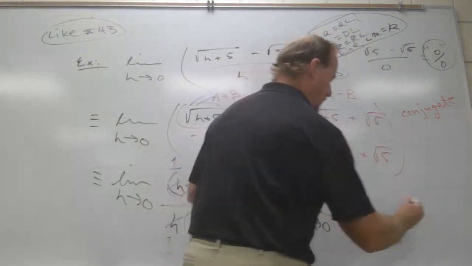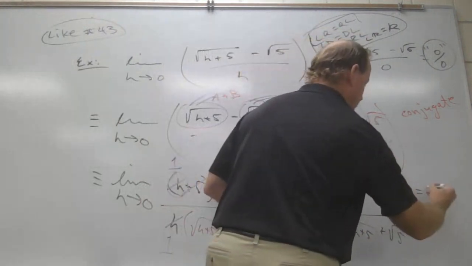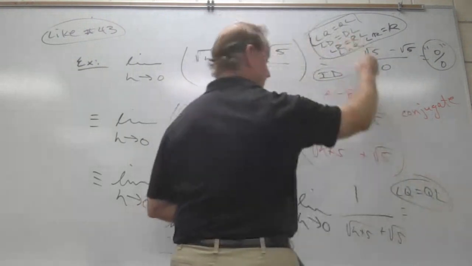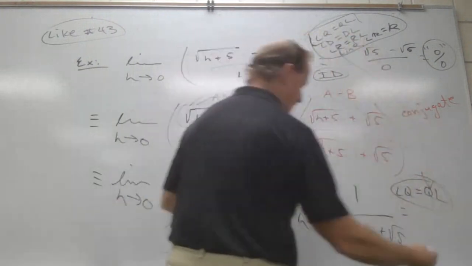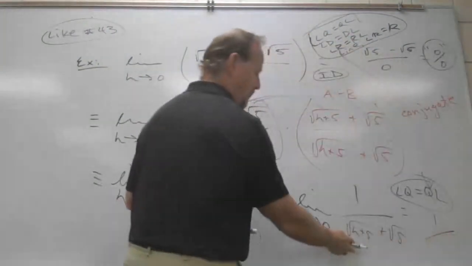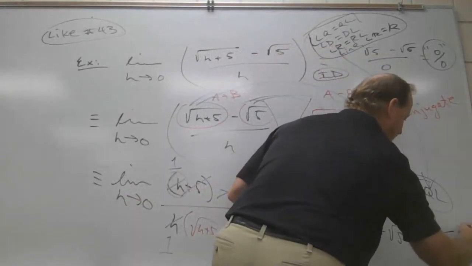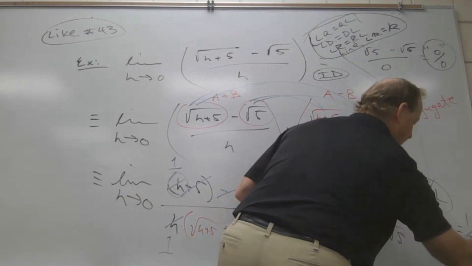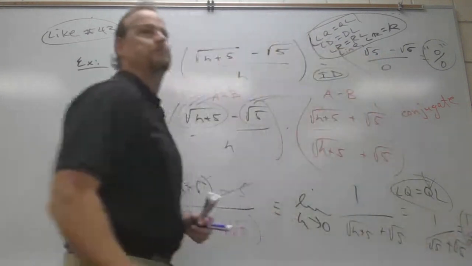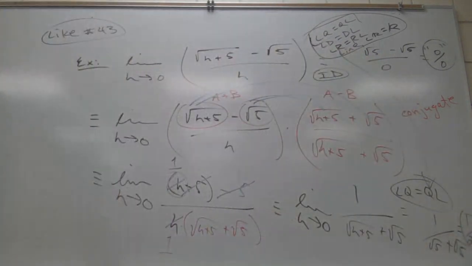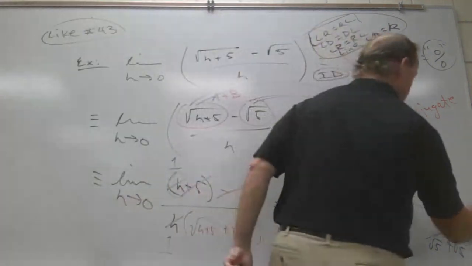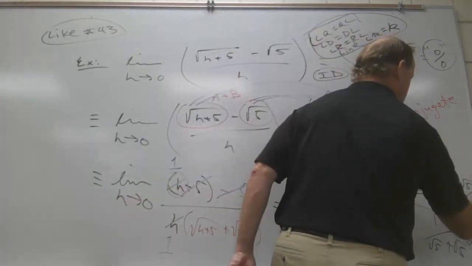I can say a limit of the quotient is a quotient of limits, etc. All that stuff that I set up here, I can do here now. And I get 1 over, if I plug in 0, I get square root of 5 plus square root of 5, which is 1 over 2 square root of 5. Everybody agree? It's not going to be the answer in the back of the book because they're going to rationalize the denominator and make that square root of 5 over 10.